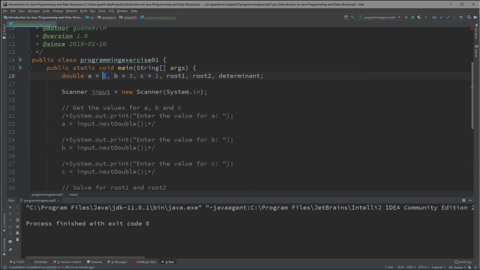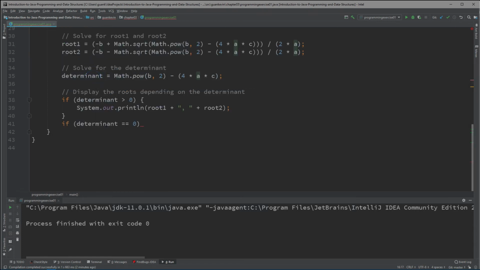I'm trying to assign 1 to A. I'm not trying to compare it, which would be the double equal sign. I'm trying to assign the value 1 to A. In this case, I'm comparing determinant to the value 0. So if determinant is equal to 0, then I want to just display root 1.